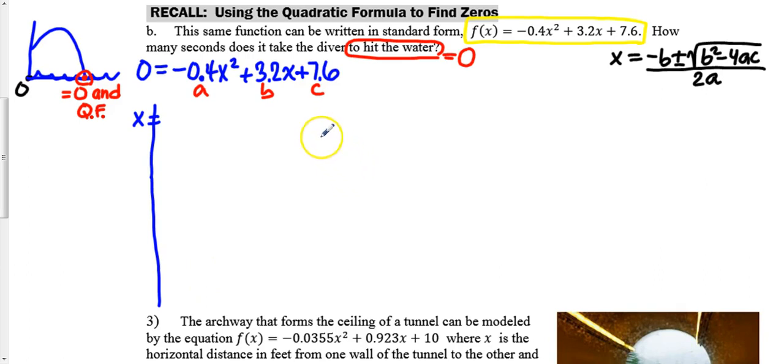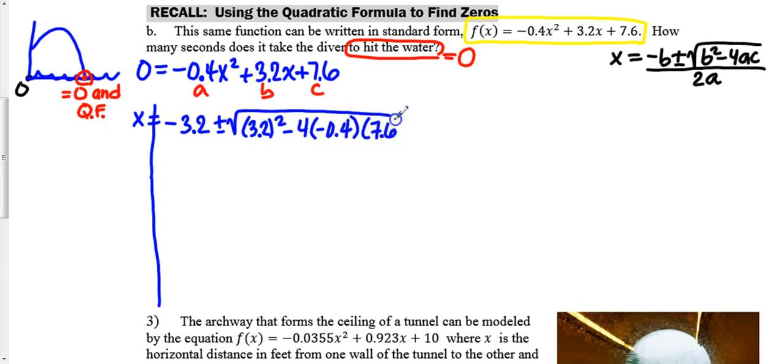So let's see if we match. Setting this up, negative b will be negative 3.2 plus or minus the square root of 3.2 squared minus 4ac, all divided by 2a. So half the work is just making sure our setup is right. If our setup is right, we're much more likely to be able to finish this successfully.